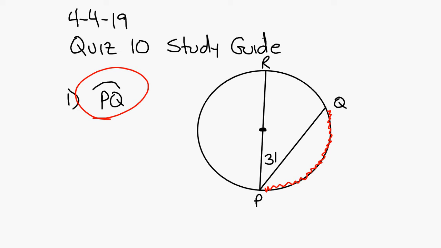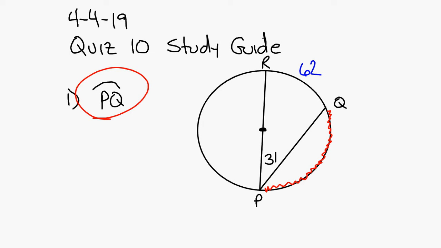The way the question is set up, it's set up to have you find what arc RQ equals. Because R to Q is twice as big as this inscribed angle, so it is 62 degrees. But that's not the question, is it? The question is P to Q.